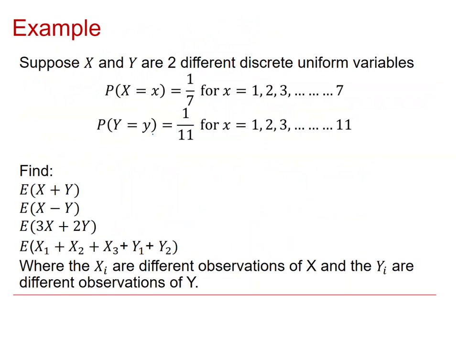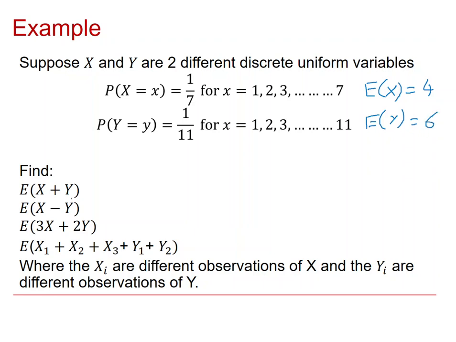We've got two discrete uniform variables, x and y, and because they're discrete uniform variables, we can find the expectation of x and the expectation of y fairly quickly by using the formula (n plus 1) over 2. So the expectation of x is going to be (7 plus 1) over 2, which is 4, and the expectation of y is going to be (11 plus 1) over 2, which is 6.